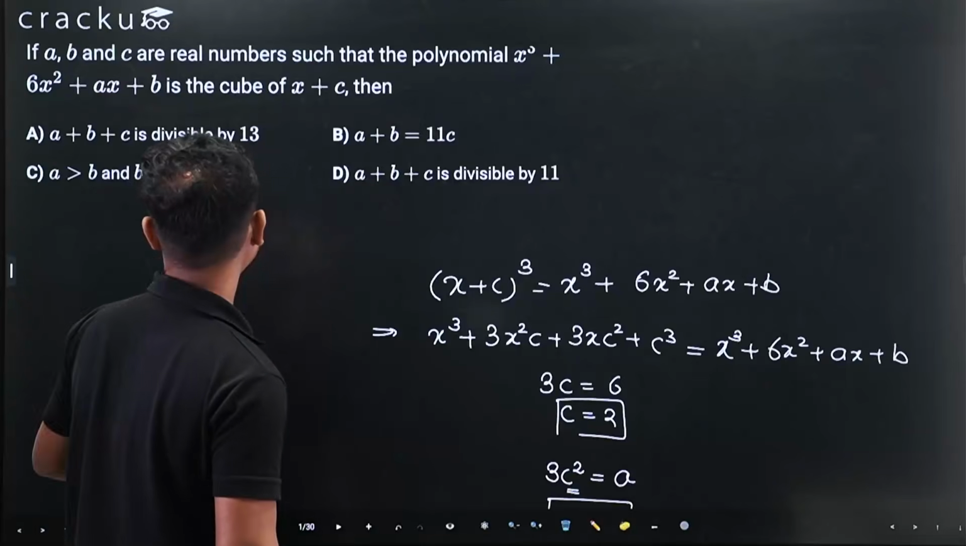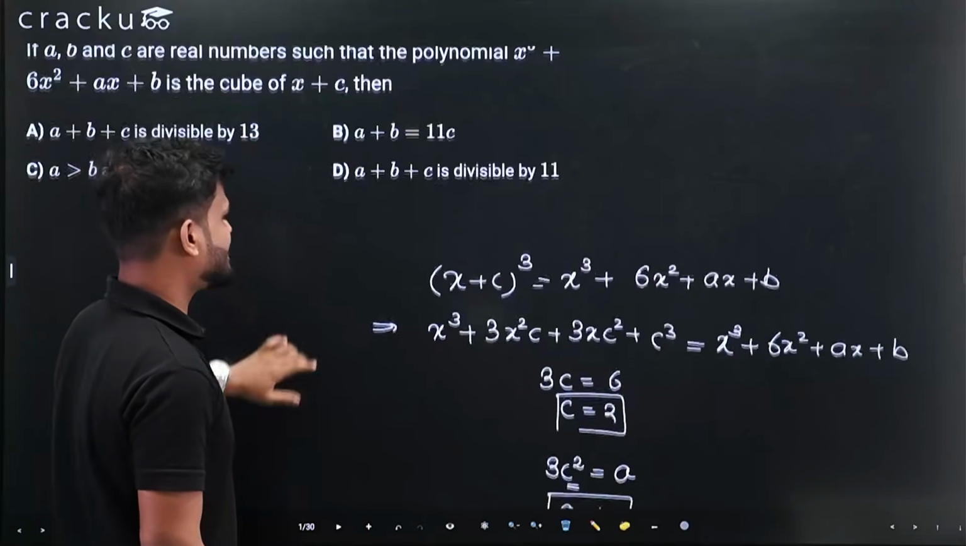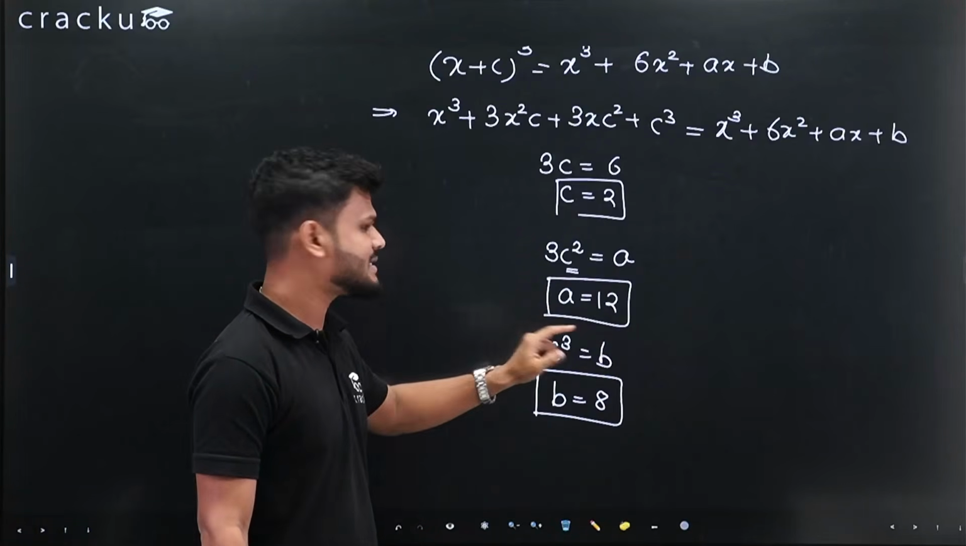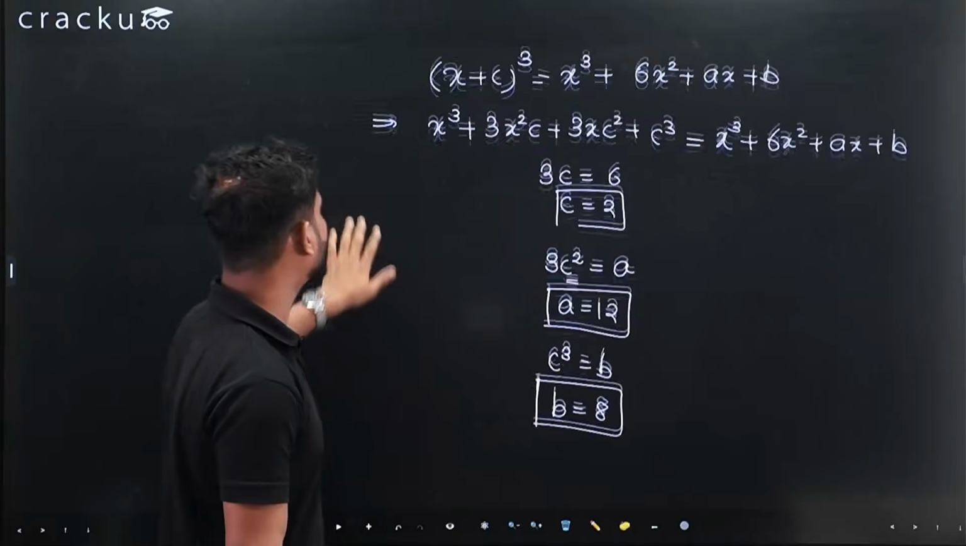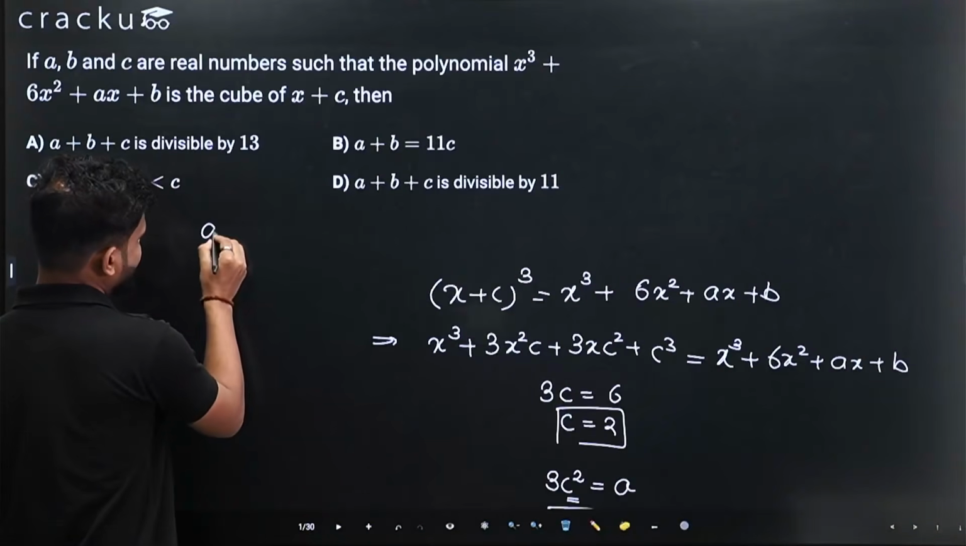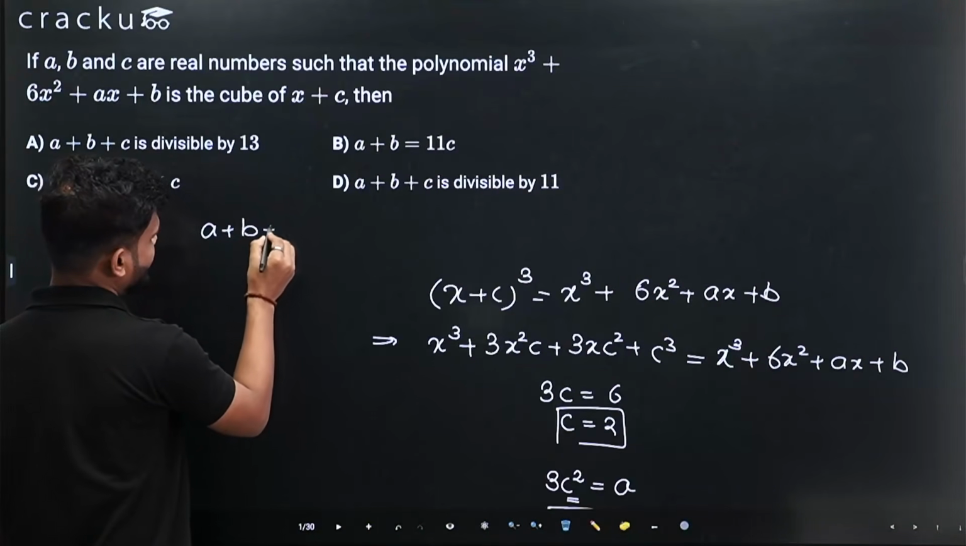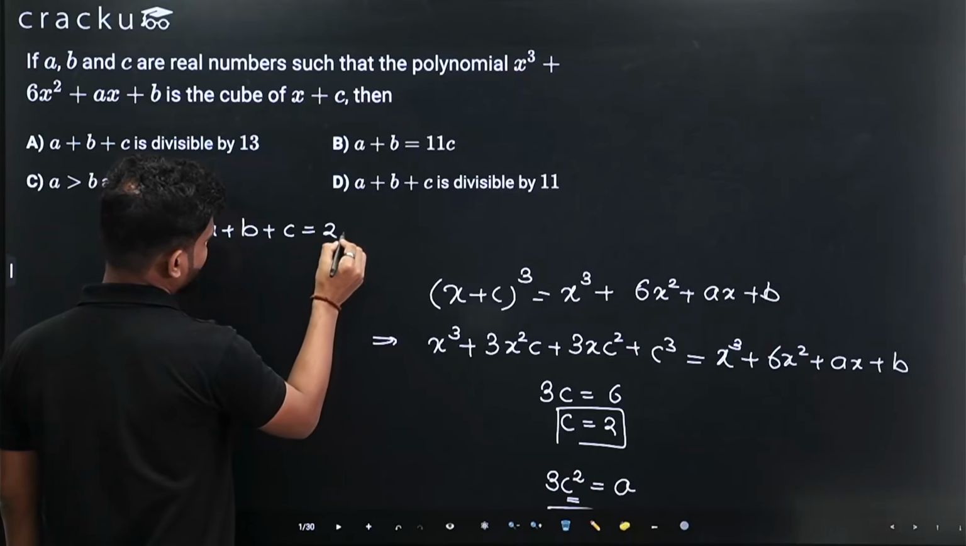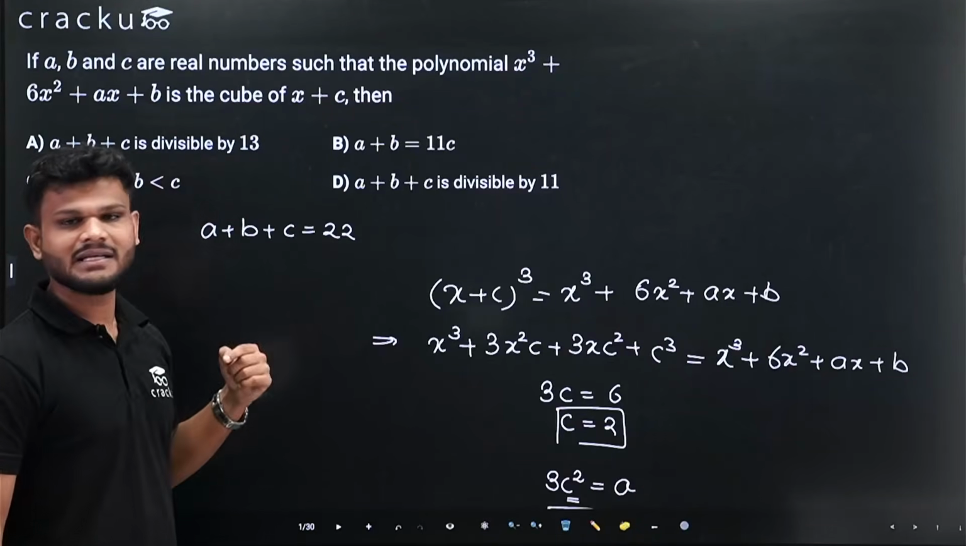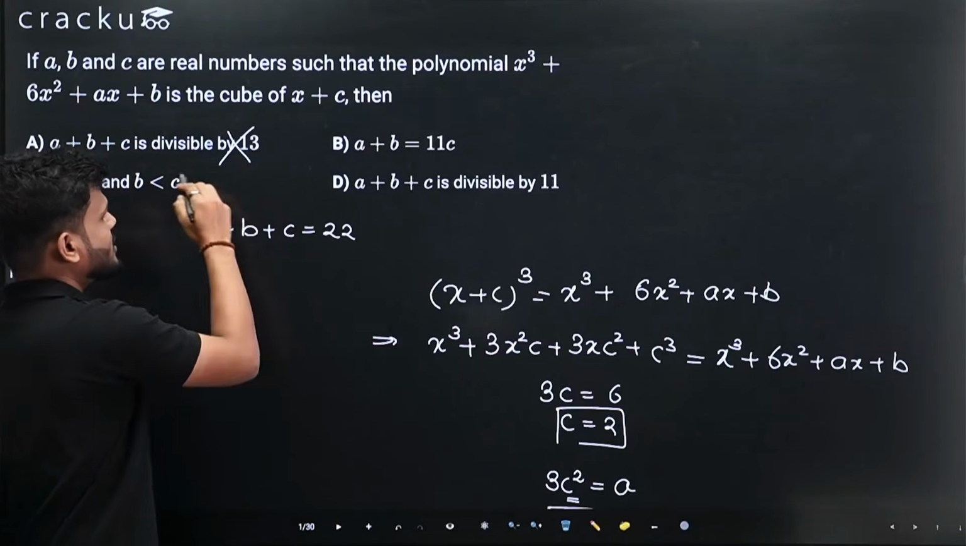Now first says a plus b plus c is divisible by 13. What is a plus b plus c? 12 plus 8 plus 2. It is 22. So I can say a plus b plus c is equal to 22. Is it divisible by 13? No. So this option is not correct.